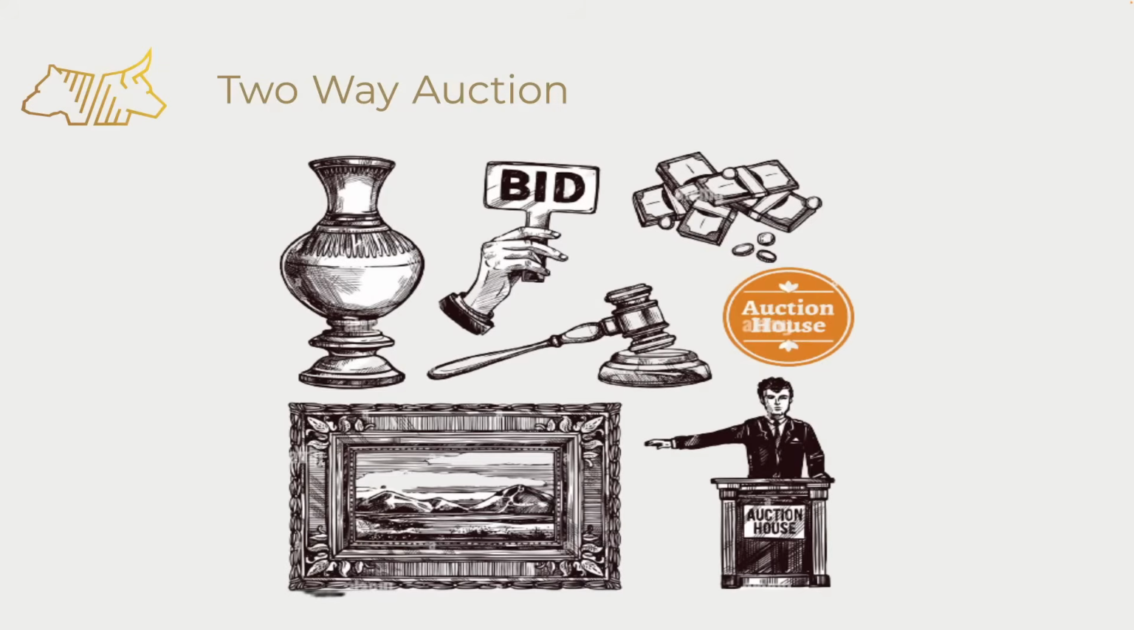Instead of looking just at price over time, let's try to think about the market as a two-way auction process. But in order to really understand the mechanics behind a two-way auction, let's first start with an even more simple example, a one-way auction that many of us might be familiar with, such as an art auction at an auction house.